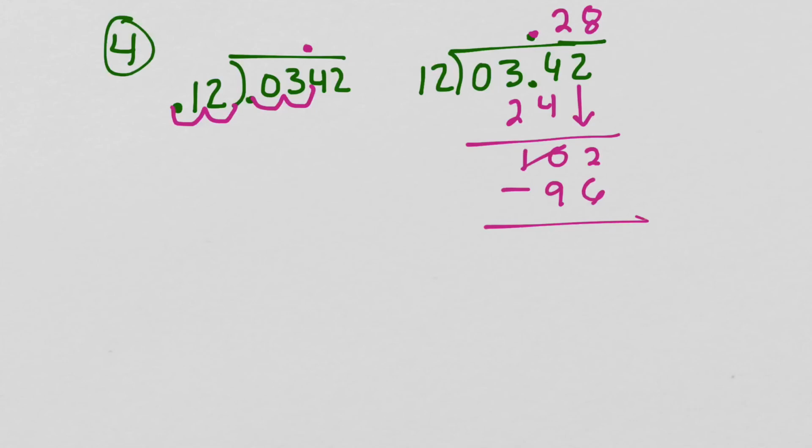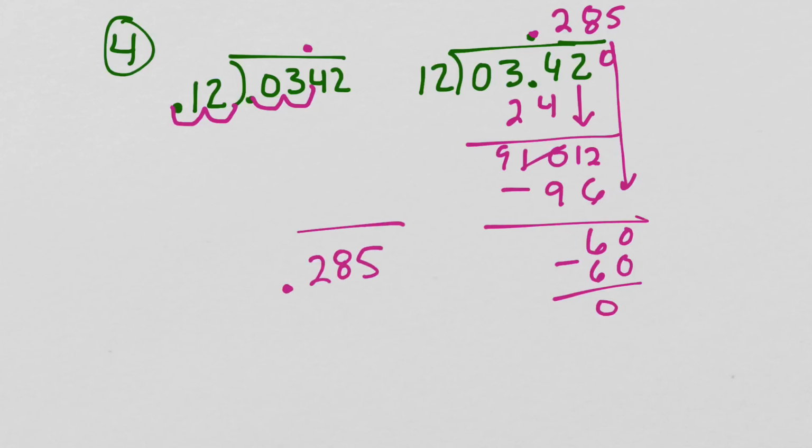We're going to cross out the 10. Make it a 9 and add to our 2, so it's going to be 12 minus 6 is 6. And now we're going to have to bring down a 0. 12 times 5 is 60. So our answer is decimal 285.